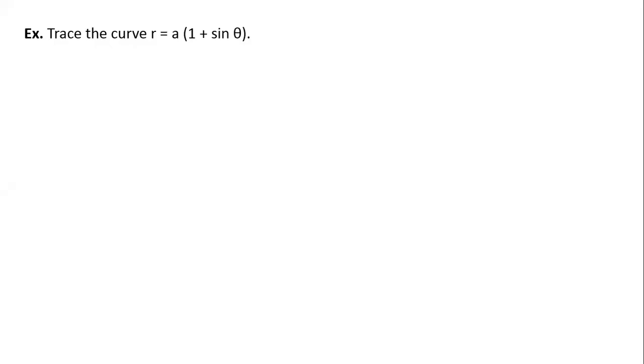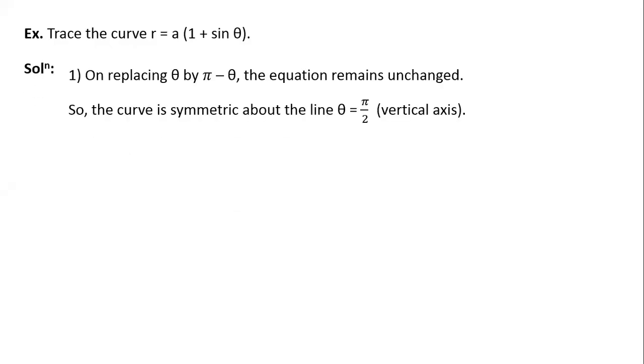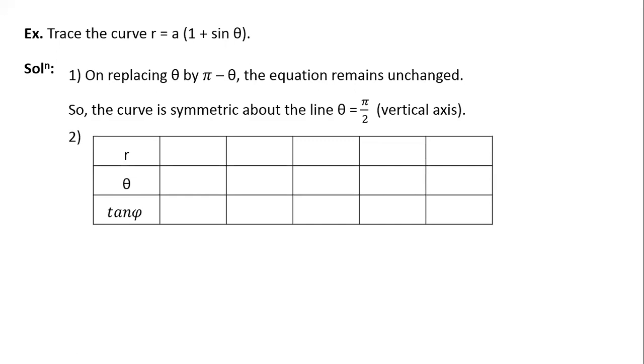We can say, on replacing theta by pi minus theta, the equation remains unchanged. So the curve is symmetric about the vertical axis. Then let us guess some values of theta as per our convenience, and then we will find the corresponding values of r. Now we are going to make use of the fact that the curve is symmetric about the vertical axis.